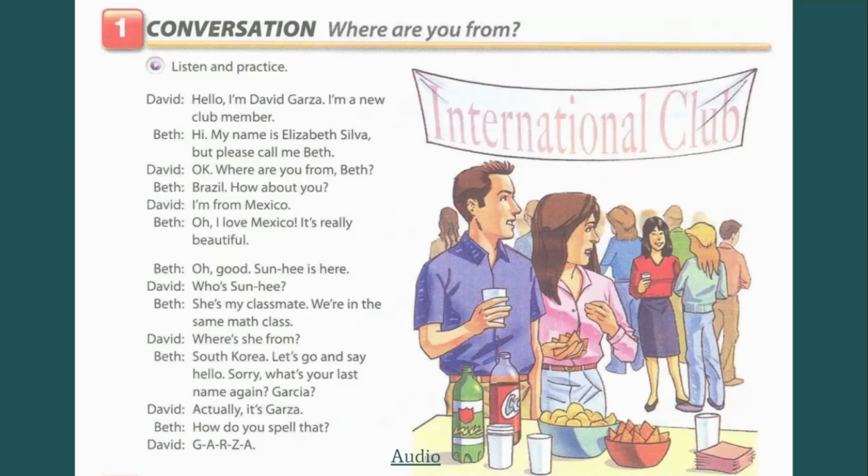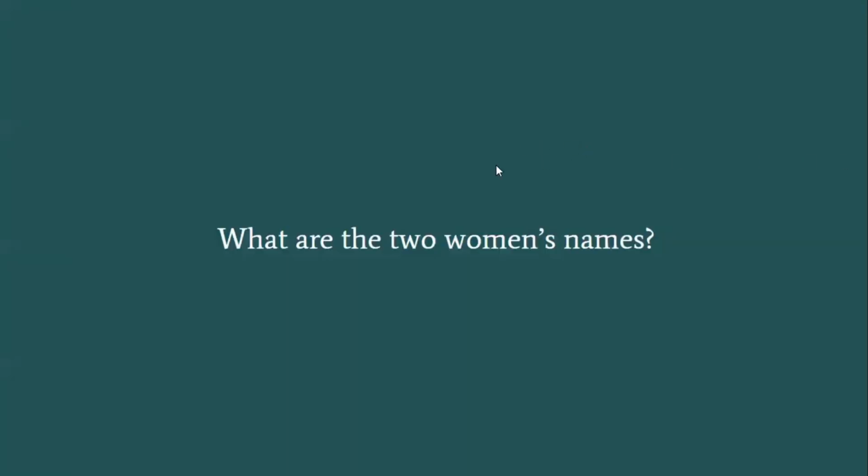And third person is the person that we're talking about, or the thing that we are talking about. In this example, it's Sunhee. It's a singular person. Now, third person can be singular or plural. For singular, we can either use the person's name or we can use he, she, it. Okay. And for plural, we use they. Okay. Now, try to remember what are the two women's names in this conversation.